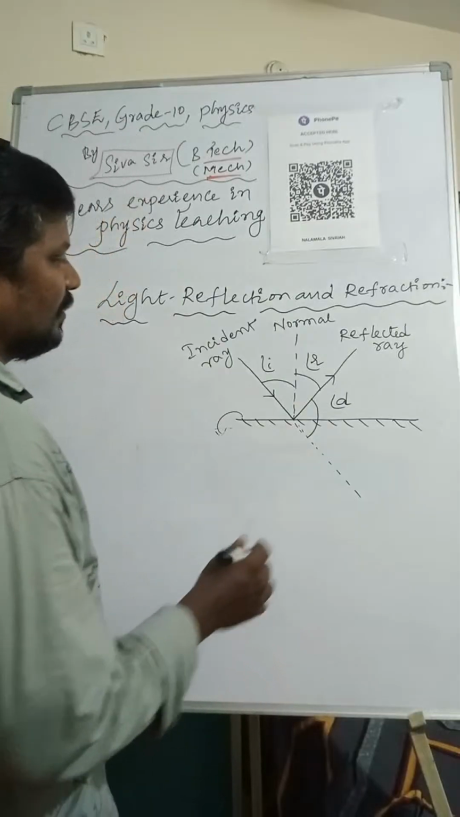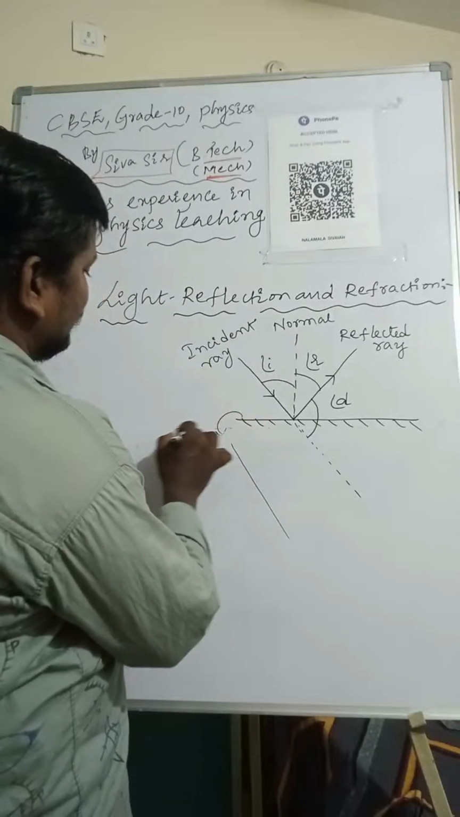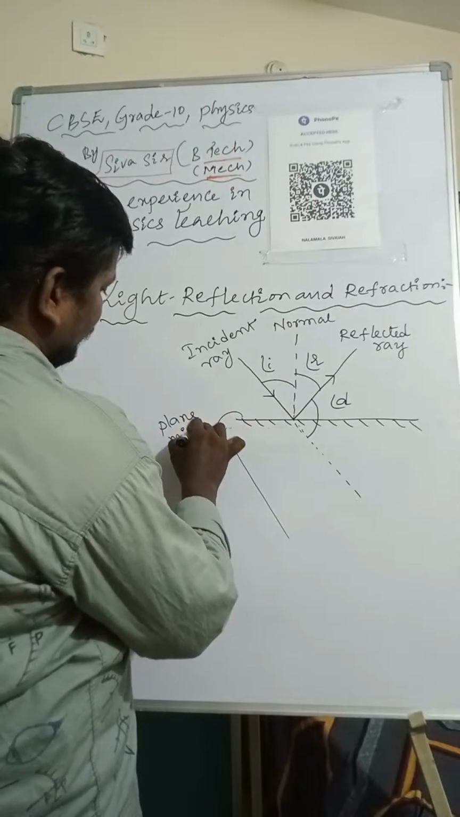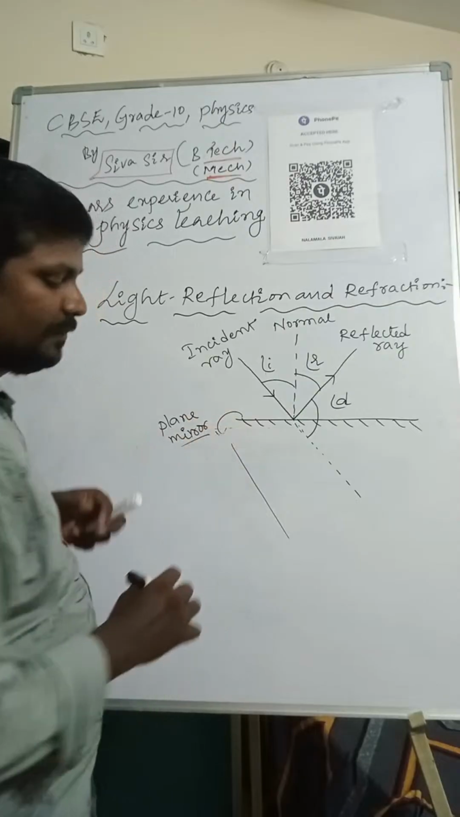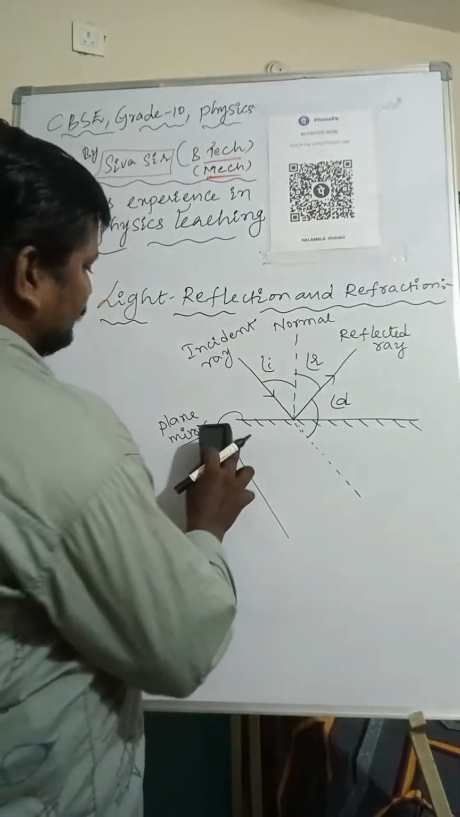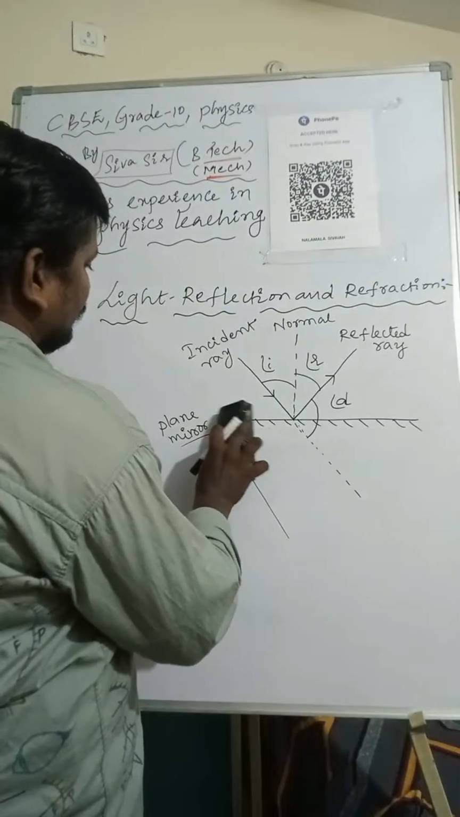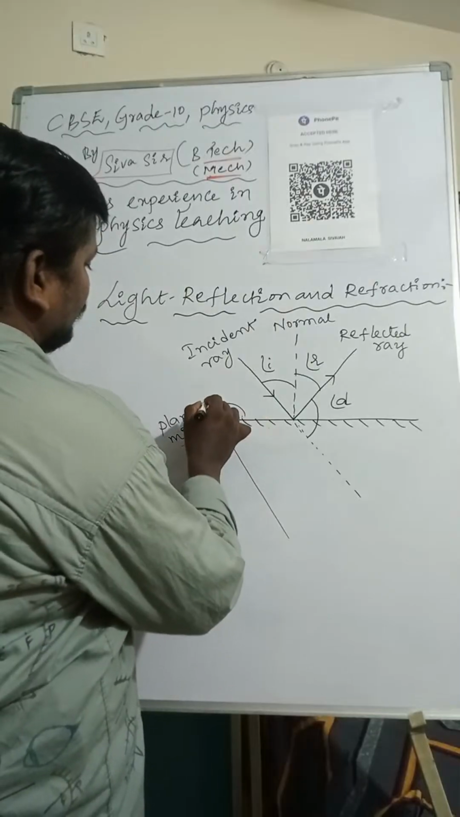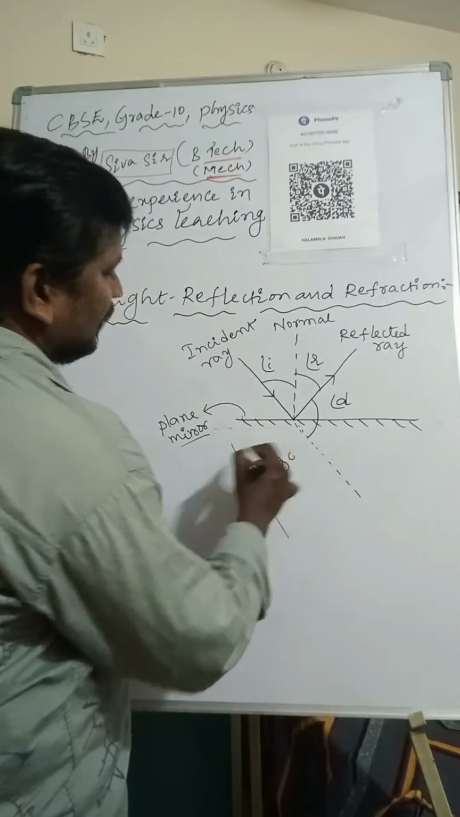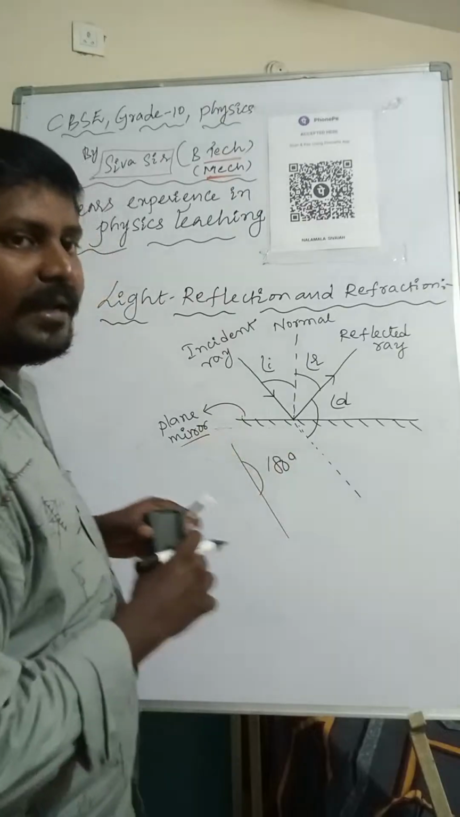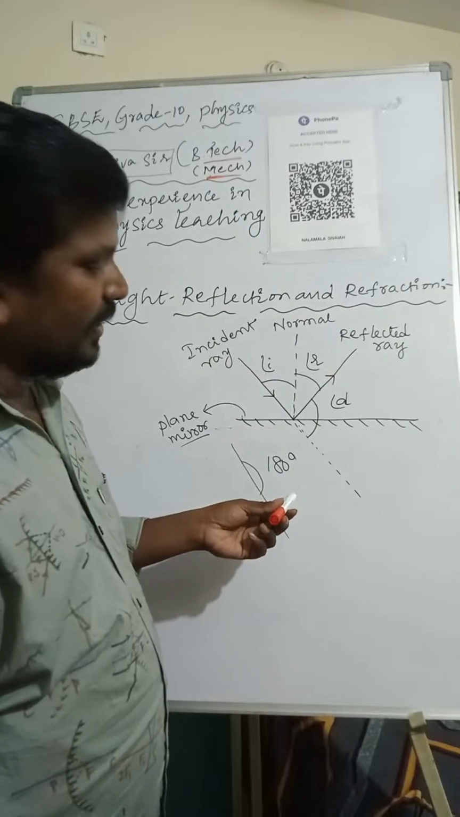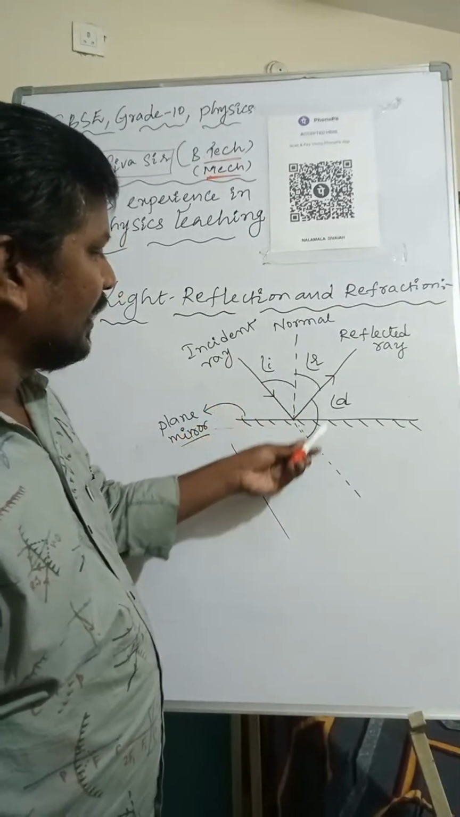Now here this is a linear angle. Actually this is a plane mirror, I am considering a plane mirror. And this is the angle. So what is that angle? A linear angle. Linear angle is 180 degrees. How much is the linear angle? 180 degrees. So here also the total angle is 180 degrees.